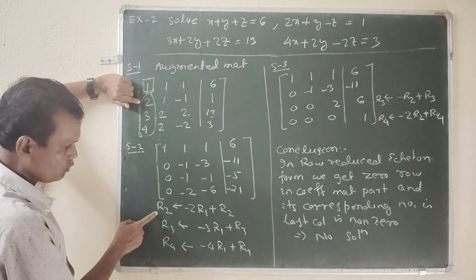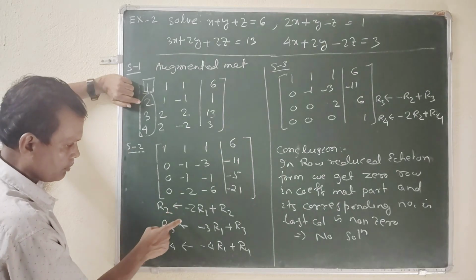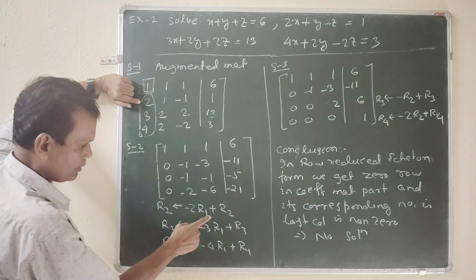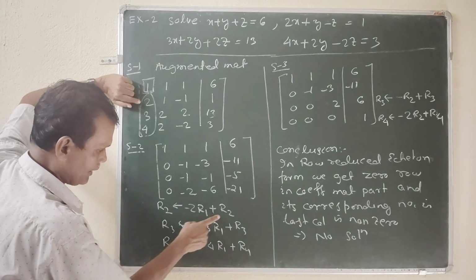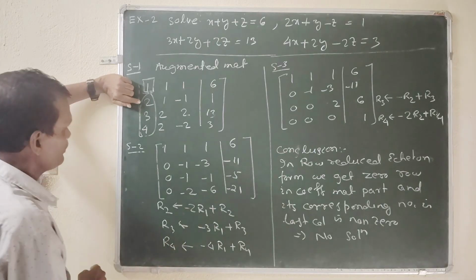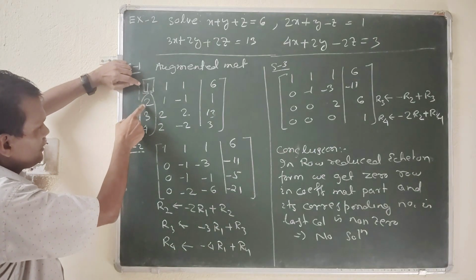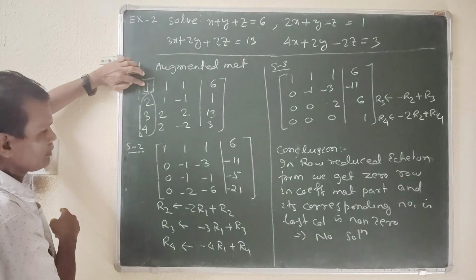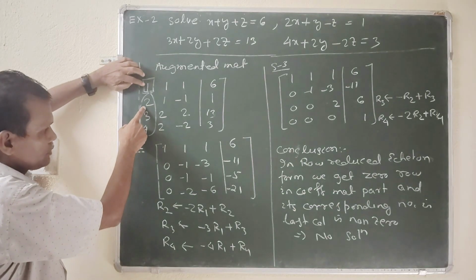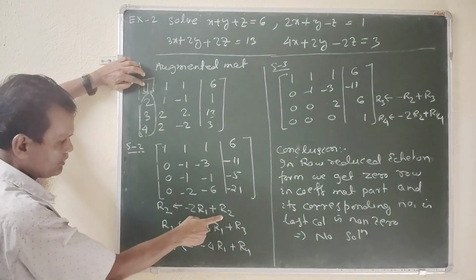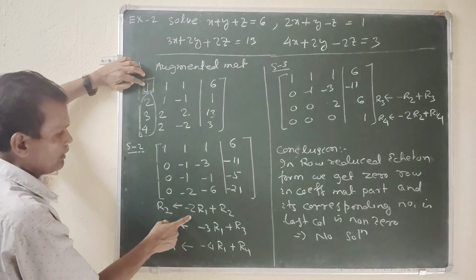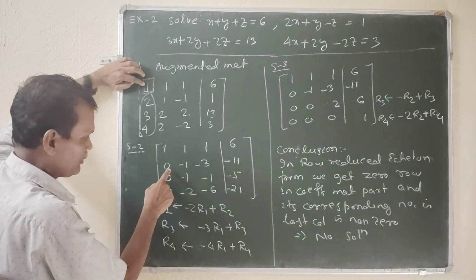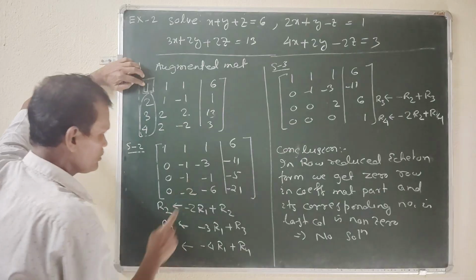How are we changing row 2? Row 2 is formed by the law minus 2 r1 plus r2, and this idea you have to think. This is 2, how can we make this 0? If we multiply by minus 2 this one, minus 2 into 1 becomes minus 2, and minus 2 plus 2 becomes 0. So that is why we have designed this formula. And this law will be applicable to all the elements of the second row.